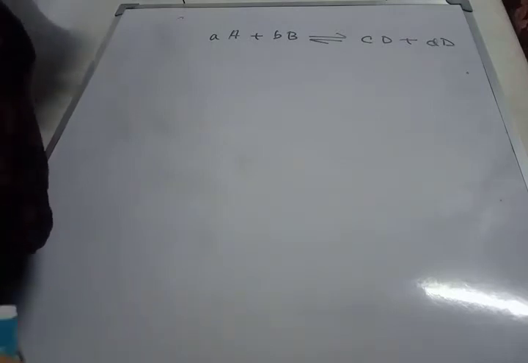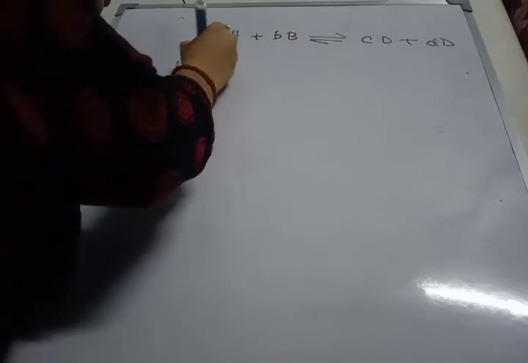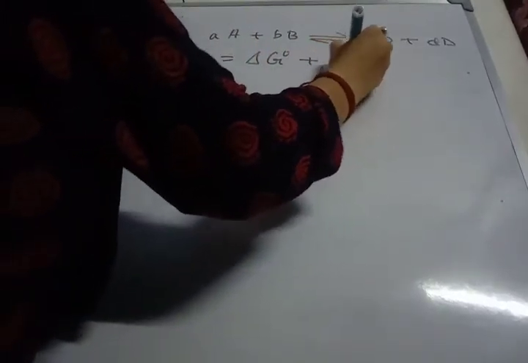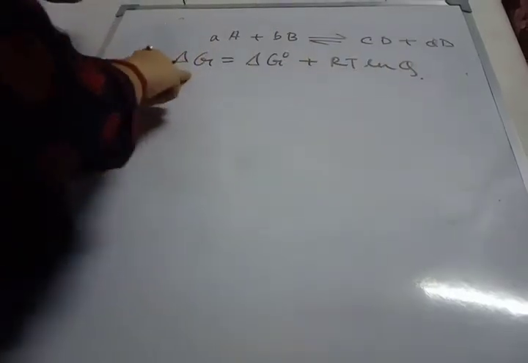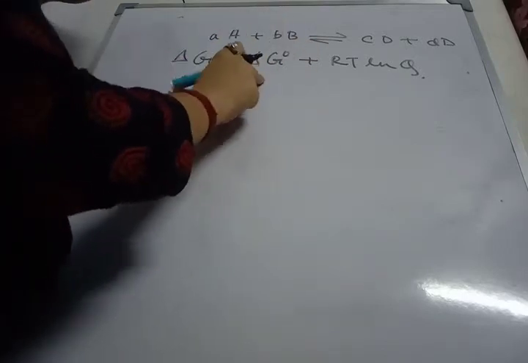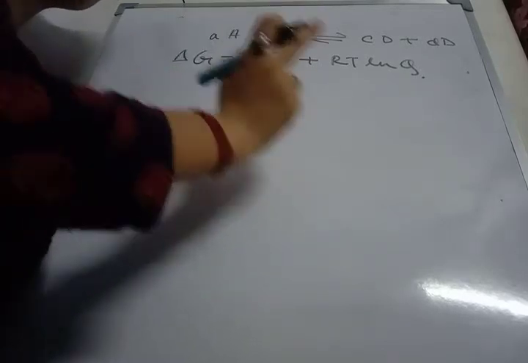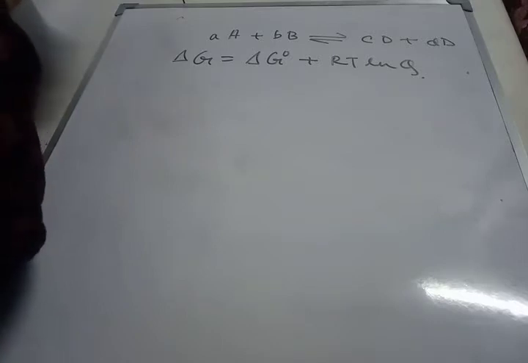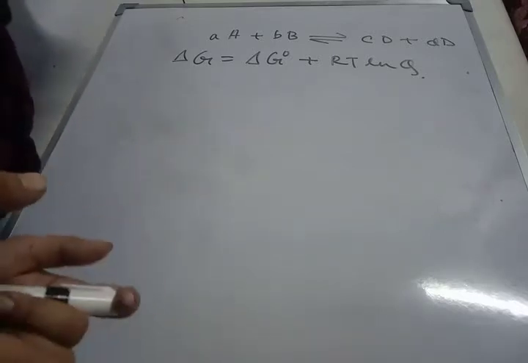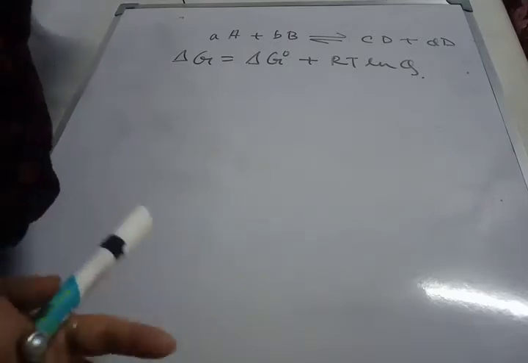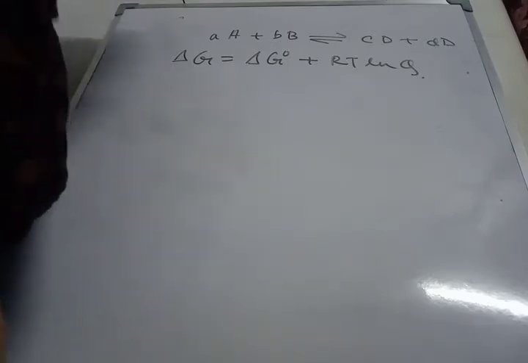where A and B are the reactants, C and D are the products, and small a, b, c, d are the stoichiometric coefficients, right? Now, from the concept of chemical equilibrium, we can write a relation that is delta G equals delta G0 plus RT ln Q. Where delta G is the Gibbs free energy change for this reaction, delta G0 represents Gibbs free energy change at standard states, R is the gas constant, T is the temperature in Kelvin, and Q is the reaction quotient or the concentration quotient, which is equal to the ratio of the concentration of the products to the concentration of their reactants, and each concentration term is raised to a power equal to their stoichiometric coefficients.